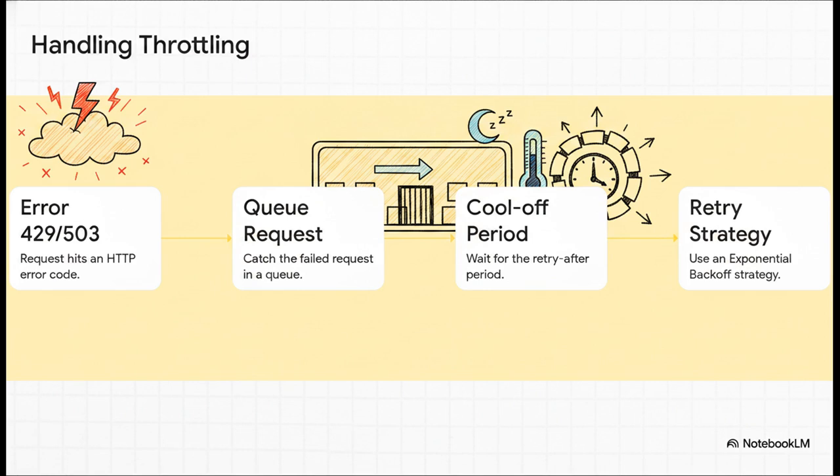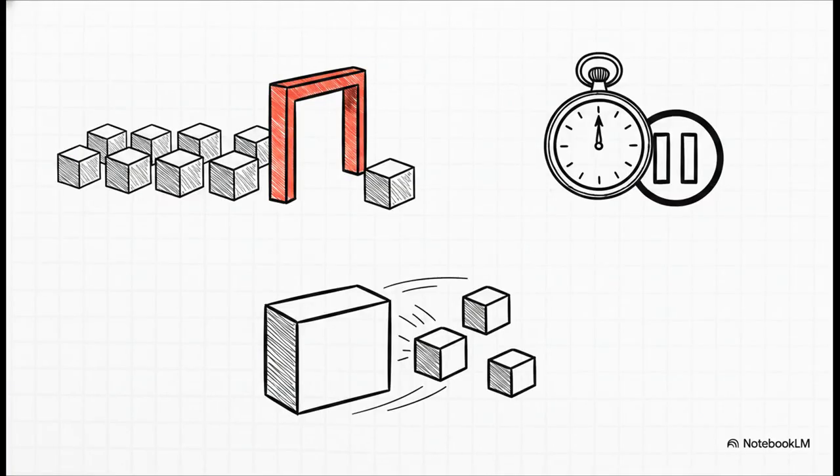Finally, implement an exponential back-off strategy for your retries. This means if the call fails again, you wait 2 seconds. If it fails a third time, you wait 4 seconds, then 8, then 16. This gradual decrease in pressure gives the server the breathing room it desperately needs to recover. So to quickly recap, implement a queuing system to flatten out your traffic spikes, and always respect the retry after header provided by the server.